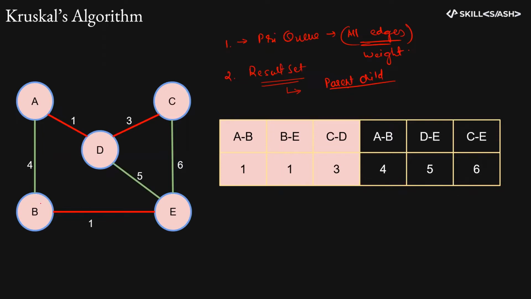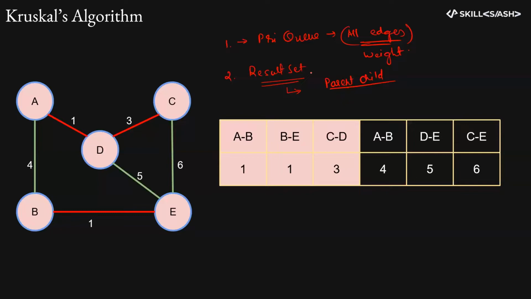In the same way, B's parent is A and E's parent is B. In that way we will create the result set, so that we know which nodes and which edges are connected in which way. Okay, that is our two requirements. Anything else that we would need? Visited node, just to keep track on edges.